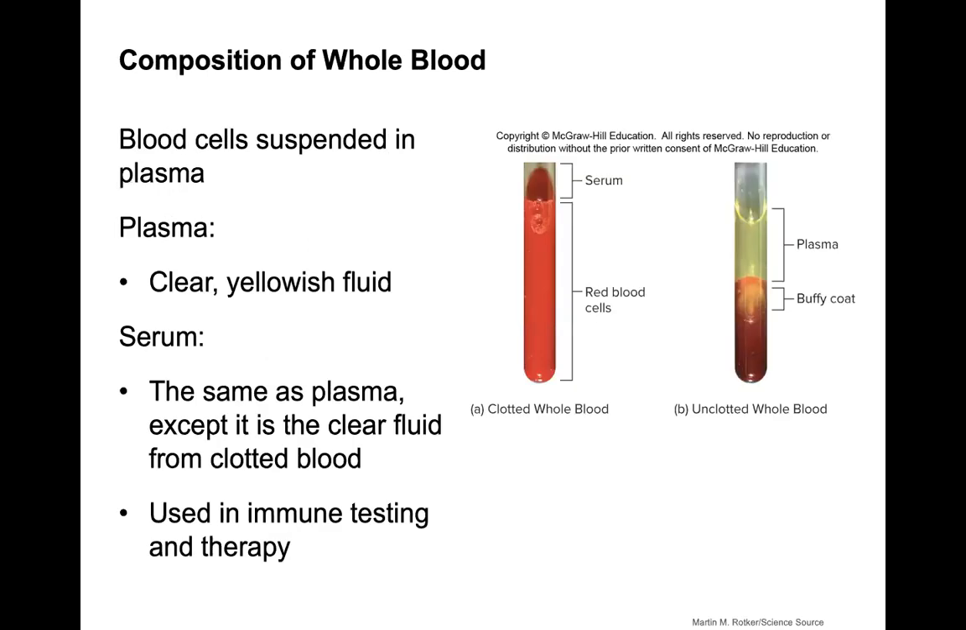Now, looking at blood, blood cells are suspended in a liquid called plasma, which is a clear yellowish fluid. And serum, this is the same as plasma, except it is the clear fluid from clotted blood. And this is what's typically used in immune testing and therapy.